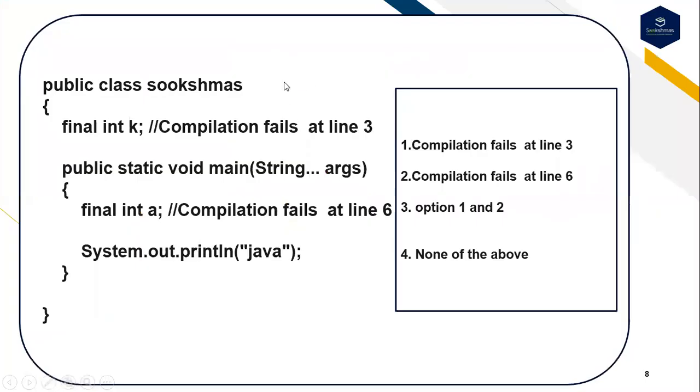This is the first question: public class Sukshmas, final int k, and public static void main. Execution of the program begins from the main method, and final int a. System.out.println, here I'm trying to print the Java. Predict the output of this code.